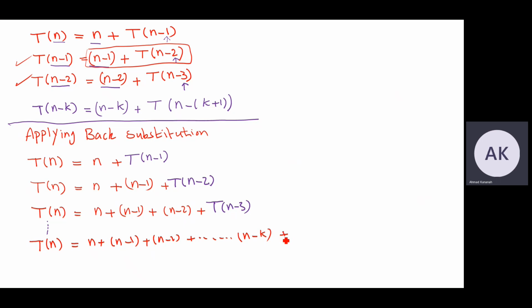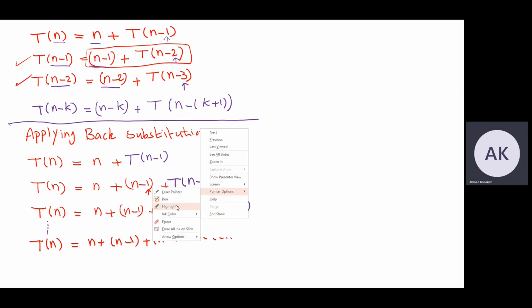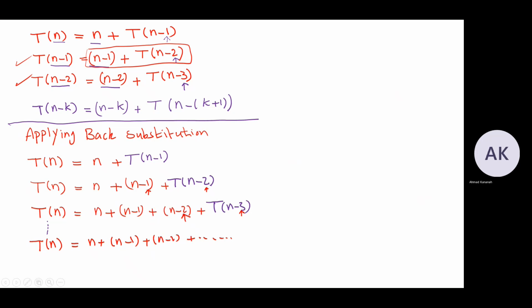So this is equal to what? As you see, this is 2, this is 3, this is 1, this is 2. So now this is k. By analogy, it should be n minus k plus the time required when the input size equals n minus what? Here 3, here 2. K plus 1. And so on.